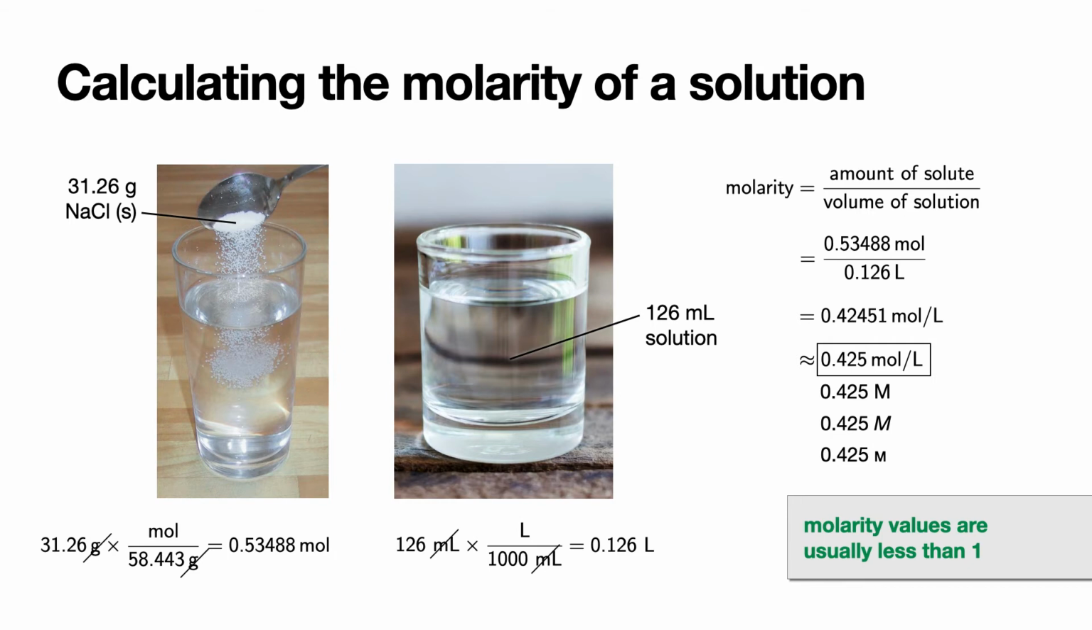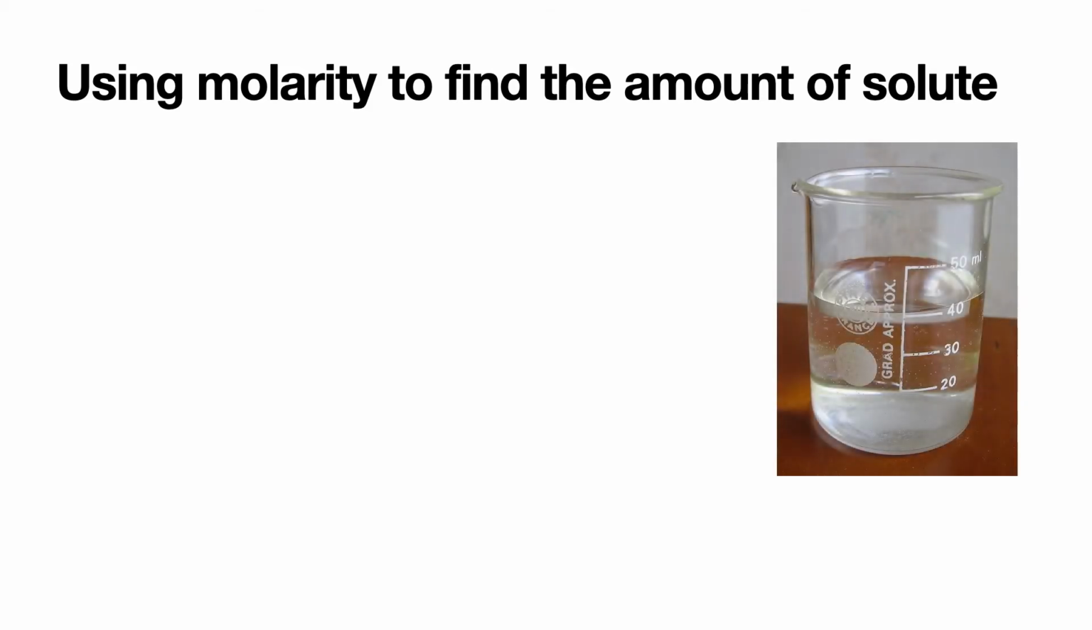So let's look at how we would use molarity to find the amount of solute that's dissolved in a solution. Let's say that we had a sample of the salt solution that we just made, and we want to find out how many moles of sodium chloride are in there. So this sample has a volume of 40 milliliters. If we want to know how many moles of sodium chloride are dissolved in that 40 milliliters, we would need to know the concentration of the solution, and we just found that. That's 0.425 moles per liter.